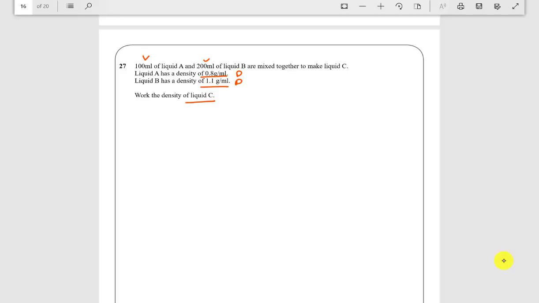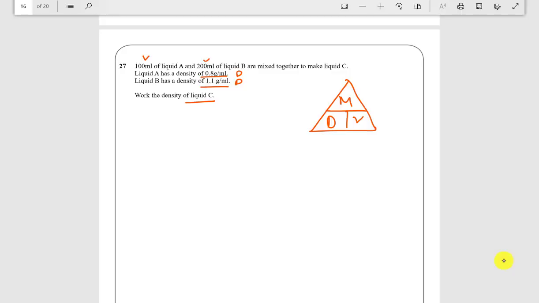In order to do that, we need to work out what the mass of liquid C is, and then we can work out what the density is. So let's find out what the formula is first. If you're not sure about the formula, the easiest way I remember it is by drawing the triangle. So we know that density is equal to mass divided by volume. So mass is going to be density times volume, and volume is equal to mass divided by density. If you draw the triangle, it's easy to remember all of them. So always mass on the top, this is how I remember it, and density and volume at the bottom.